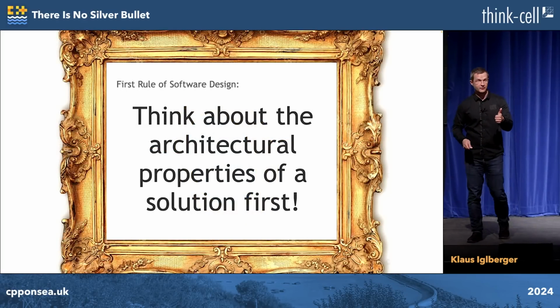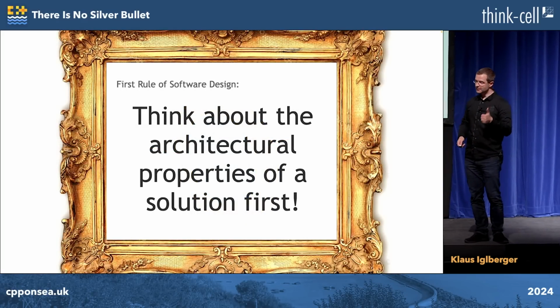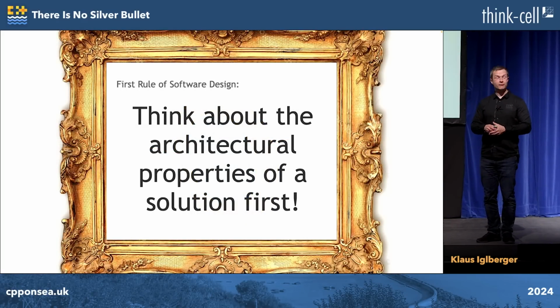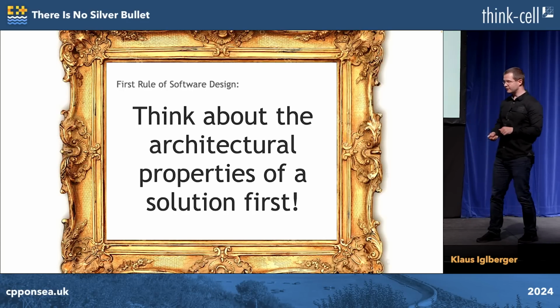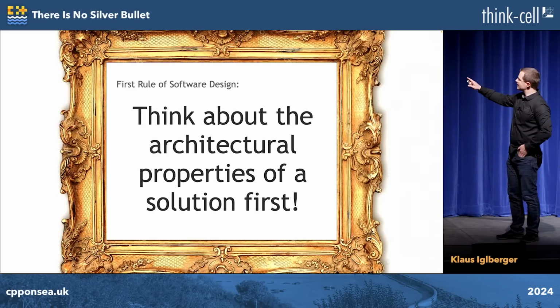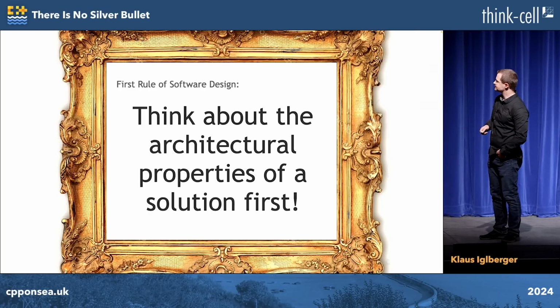So the first rule of software design, I would say, is think about the architectural properties of a solution first. It's not about picking the fastest solution first and then later suffering from a lot of dependencies. Think about the architectural properties first.